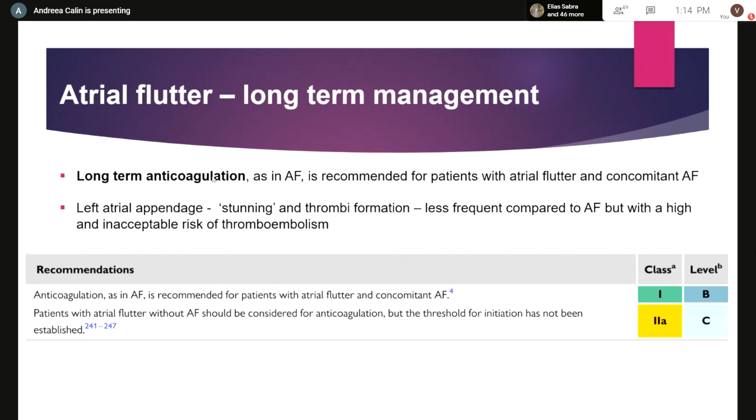Long-term anticoagulation is recommended. Although the left atrial appendage is stunned and thrombi can form there, this is less frequent compared to atrial fibrillation. But the risk of thromboembolism is still high and unacceptable in some patients. Of course, if the patient has atrial flutter combined with concomitant atrial fibrillation, anticoagulation is strongly recommended.